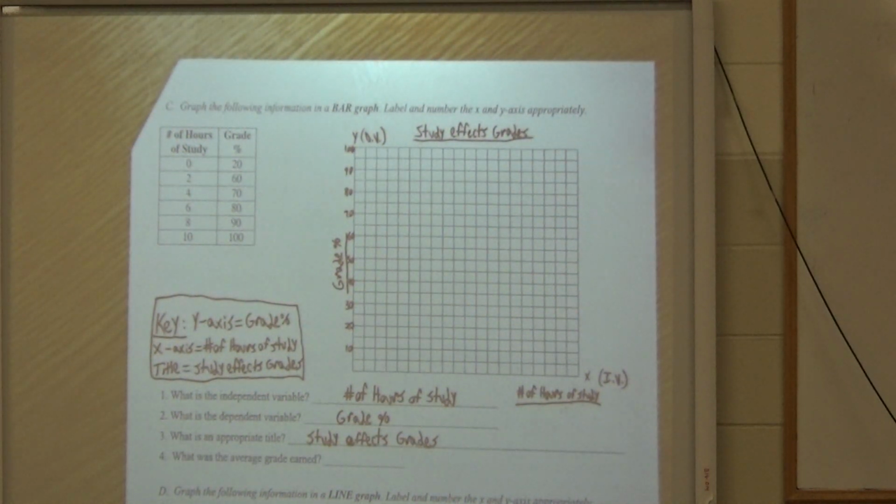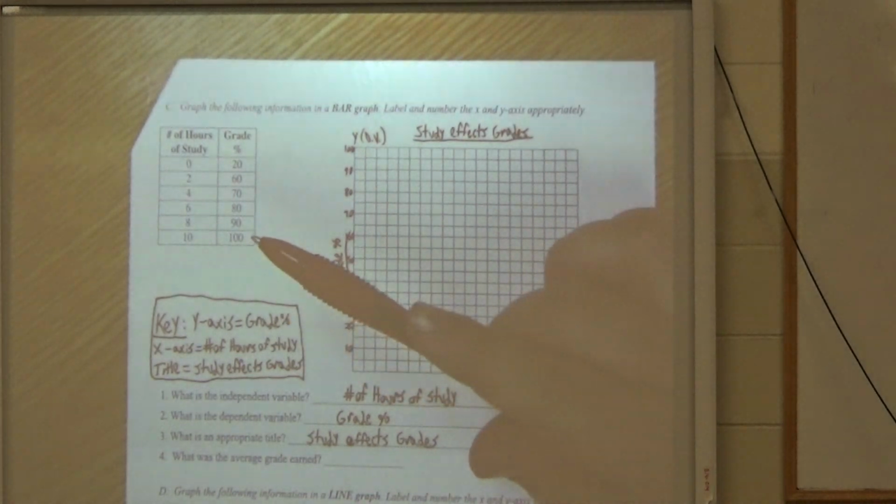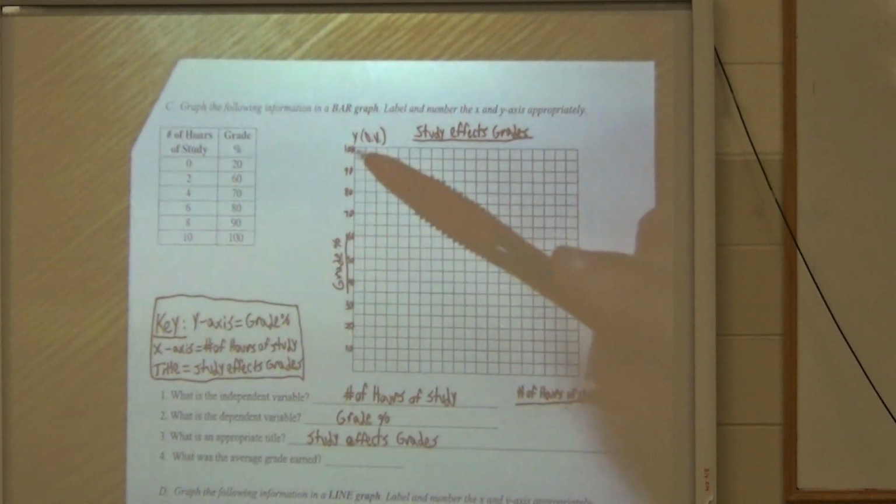So how do you think we should do the bottom? By 1. How would you do it by ones? Look at the table. You go by 2 to start at 0. Start at 0, but go by 2s.